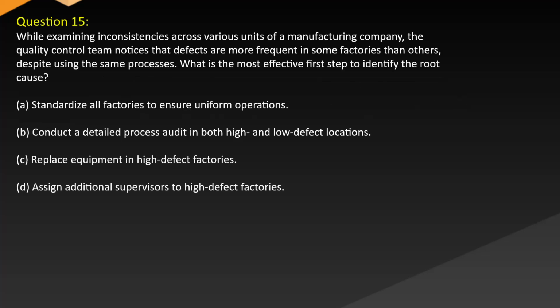Question 15. While examining inconsistencies across various units of a manufacturing company, the quality control team notices that defects are more frequent in some factories than others despite using the same processes. What is the most effective first step to identify the root cause? A. Standardize all factories to ensure uniform operations. B. Conduct a detailed process audit in both high and low defect locations. C. Replace equipment in high defect factories. D. Assign additional supervisors to high defect factories.